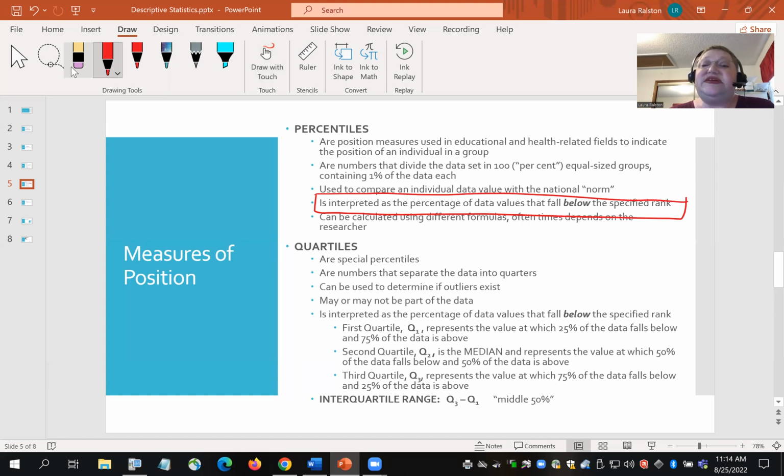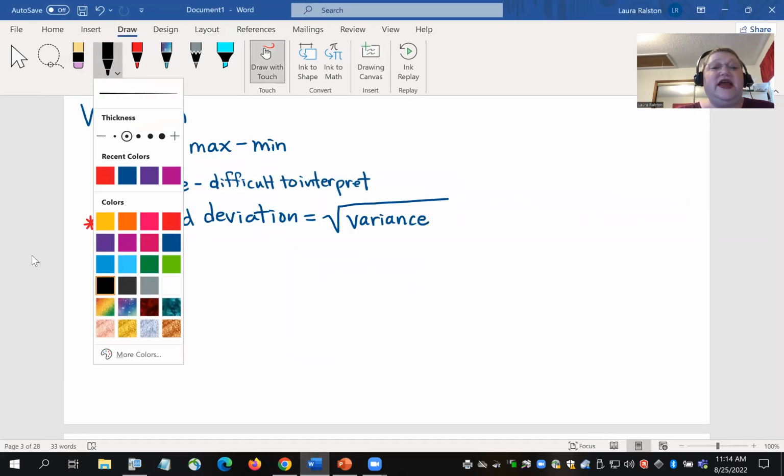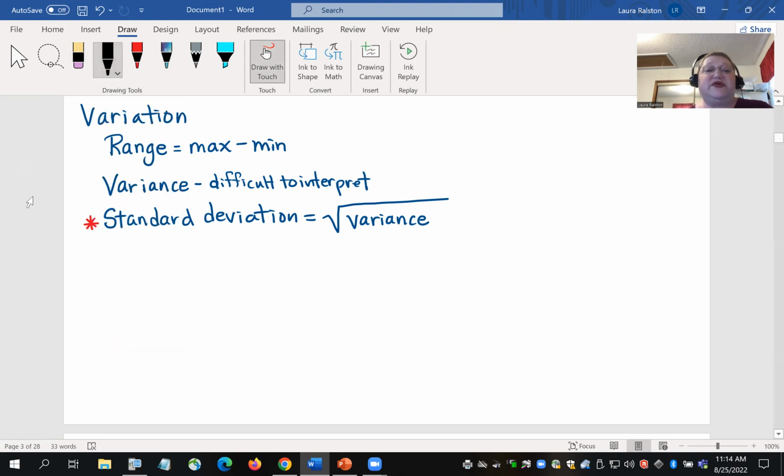When you look at a percentile, the percentile is the percentage of the data values below that specified value. Okay, and I want to go back over and give you an example. I am totally making this up off of the top of my head. I don't have the actual numbers.